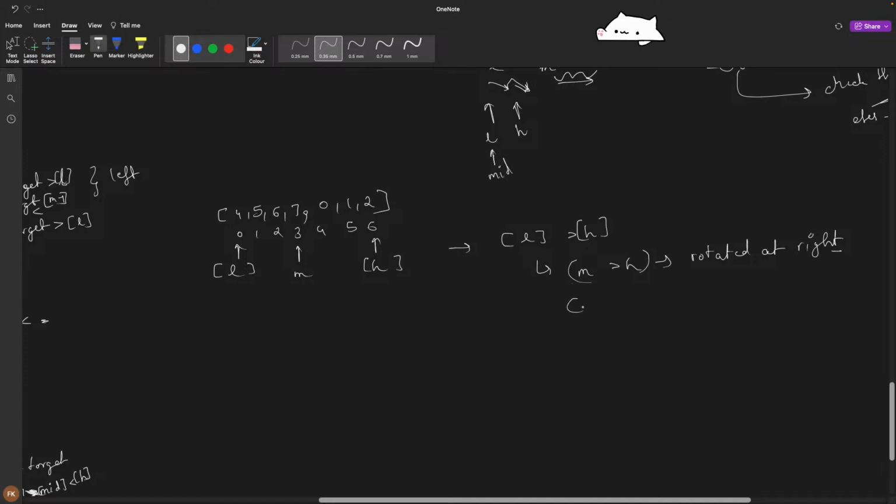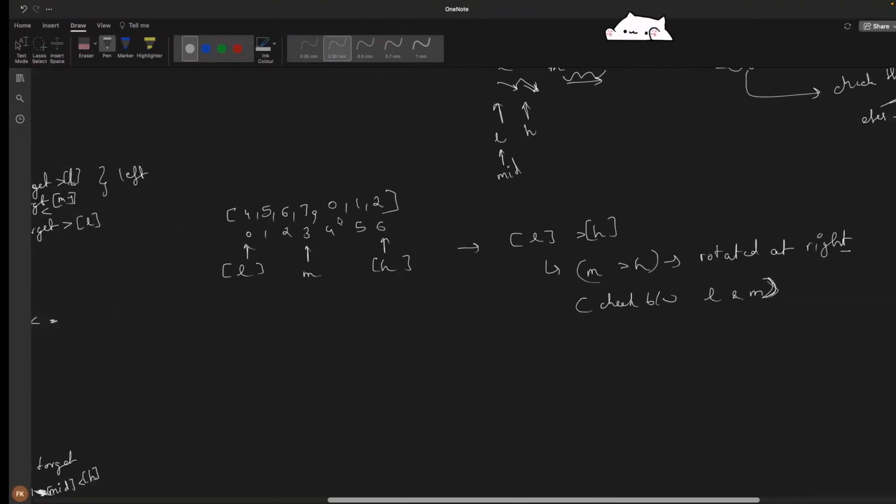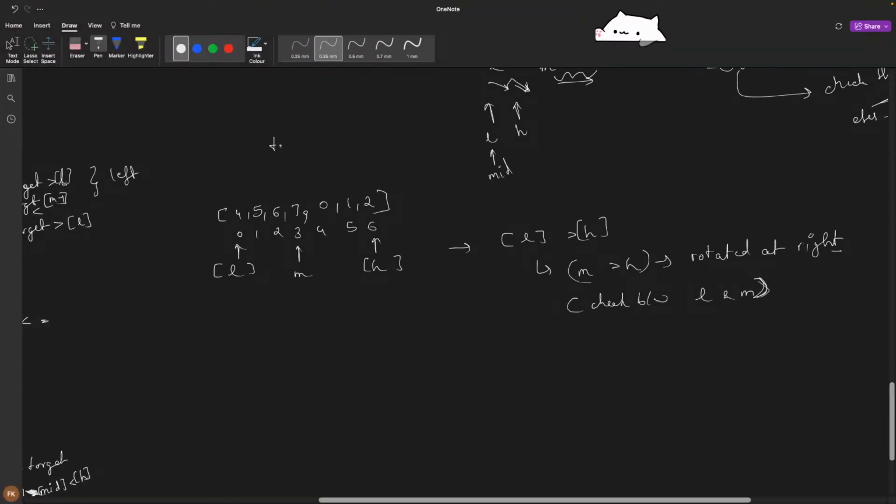So I check between low and mid. Target was, what was target? 0. Okay. Target does not fall between here. Then we go to the right. Our low is this one now.